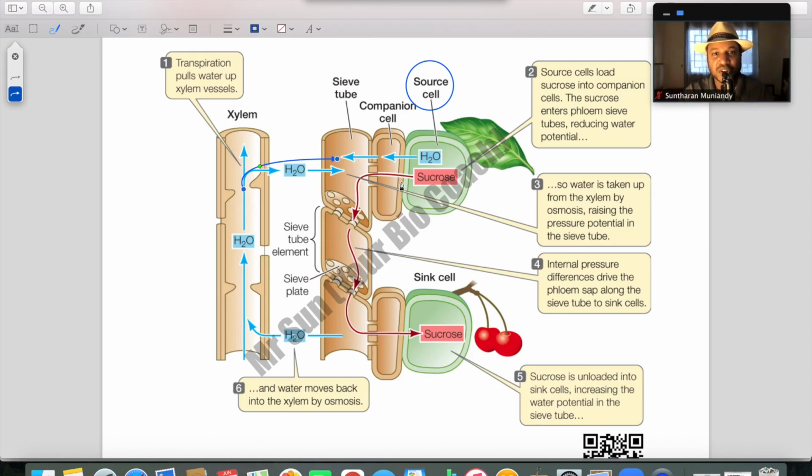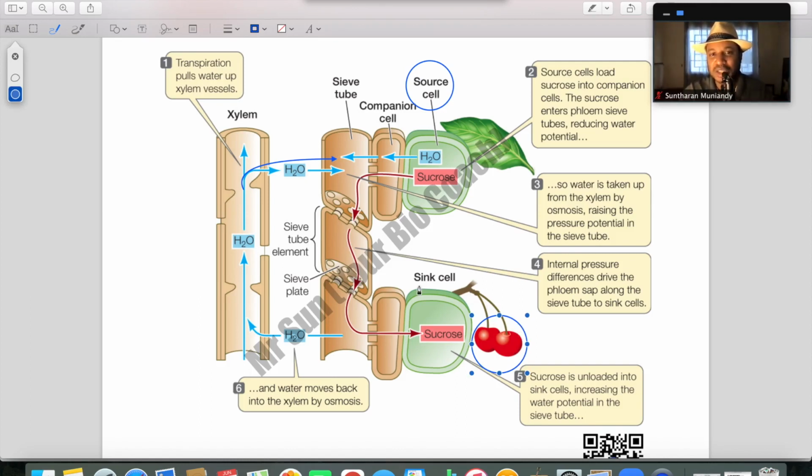So this is going to cause the sucrose to move. Let's say it's moving now. It's moving now from one sieve tube to another sieve tube through the sieve plate. And once they are very near to a part of the plant that needs a lot of sucrose, for example, this is fruit here. The fruit needs a lot of sucrose. They need to build their structure with sucrose.